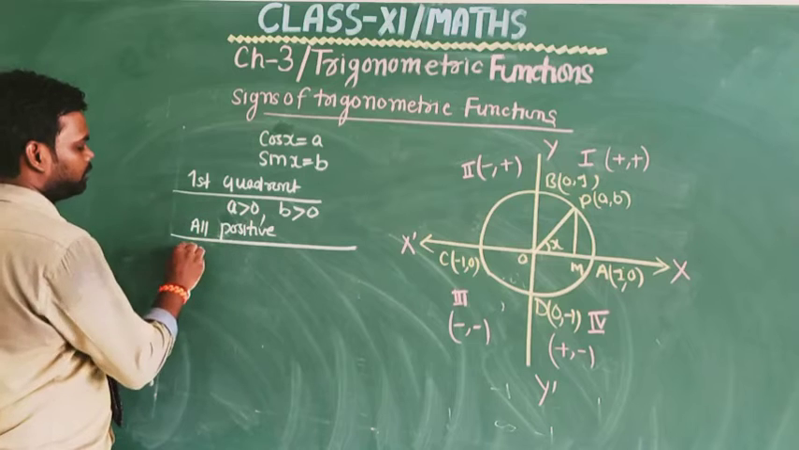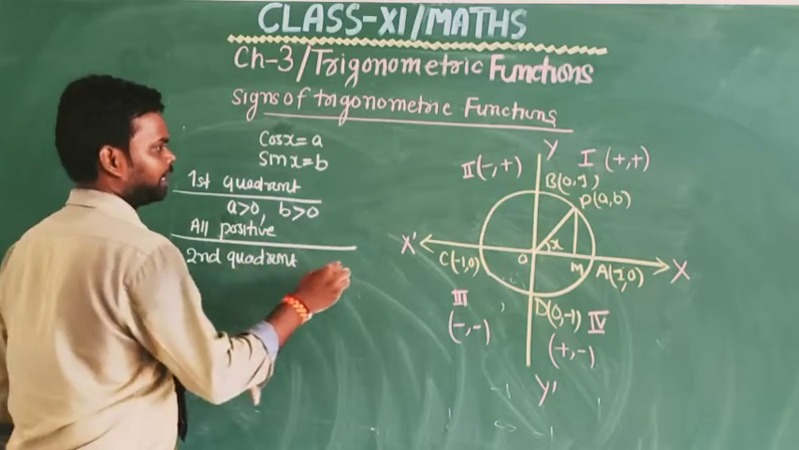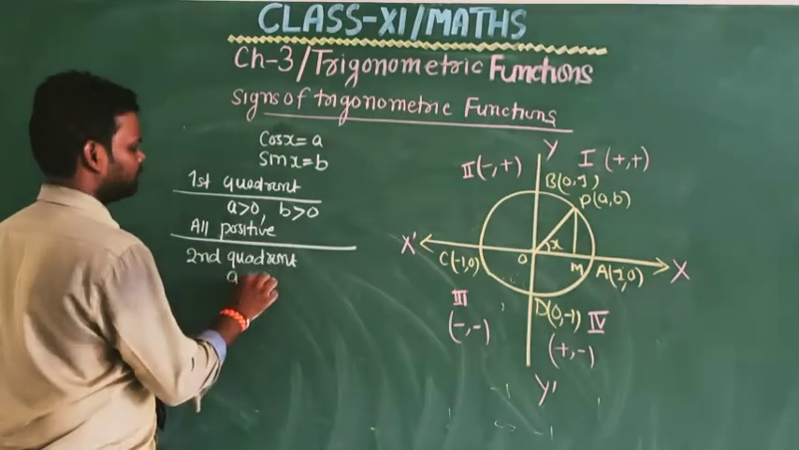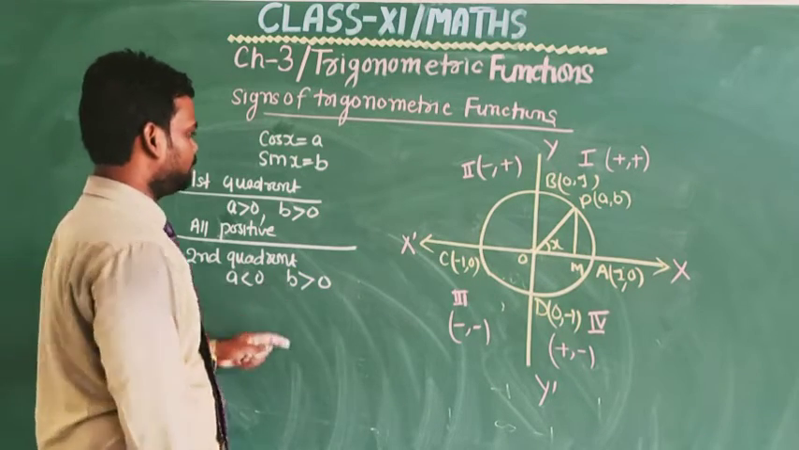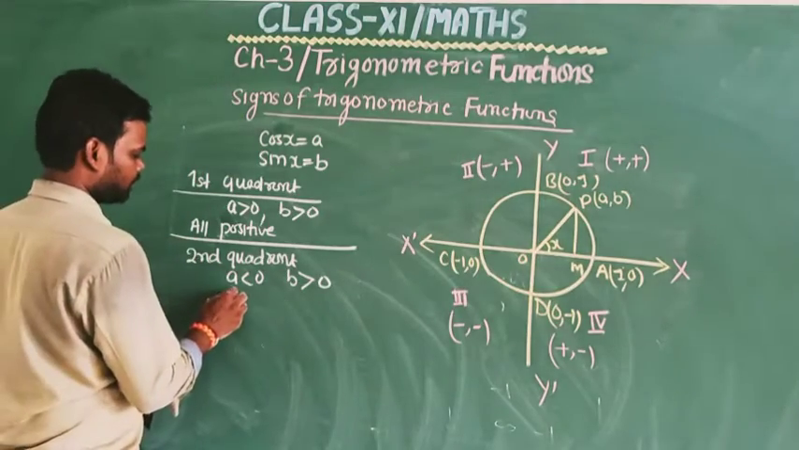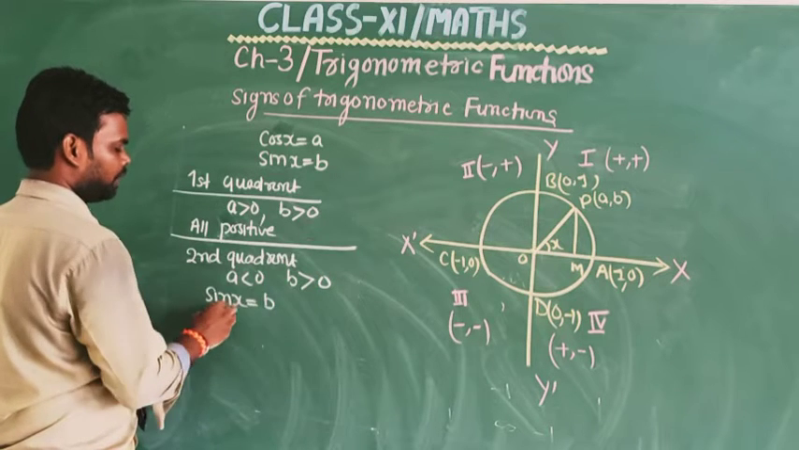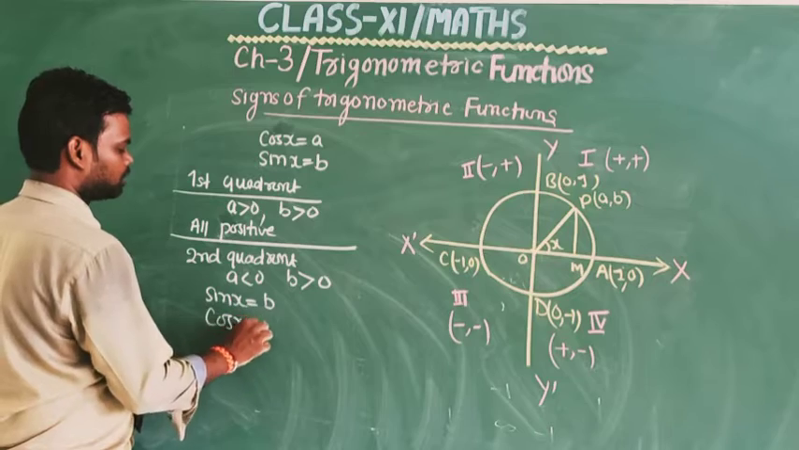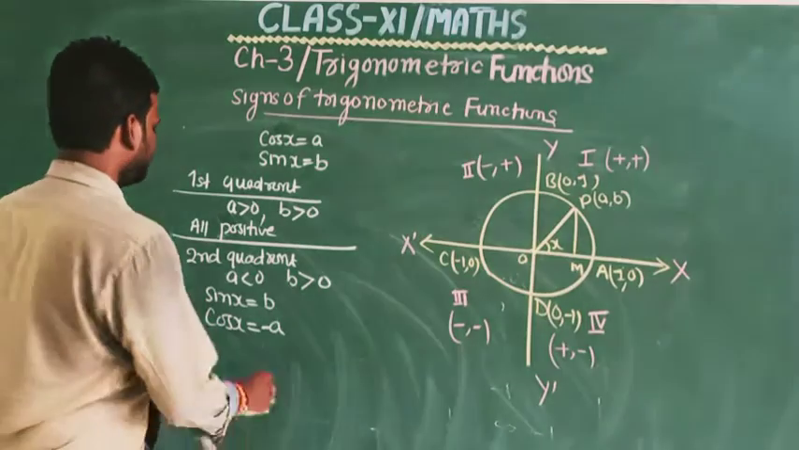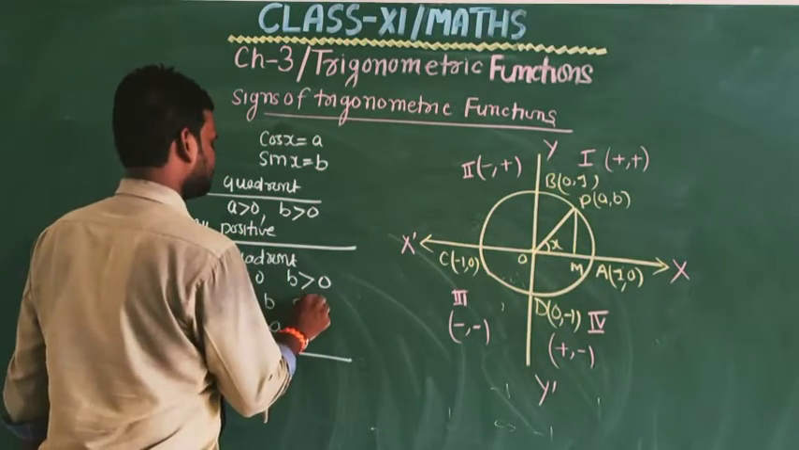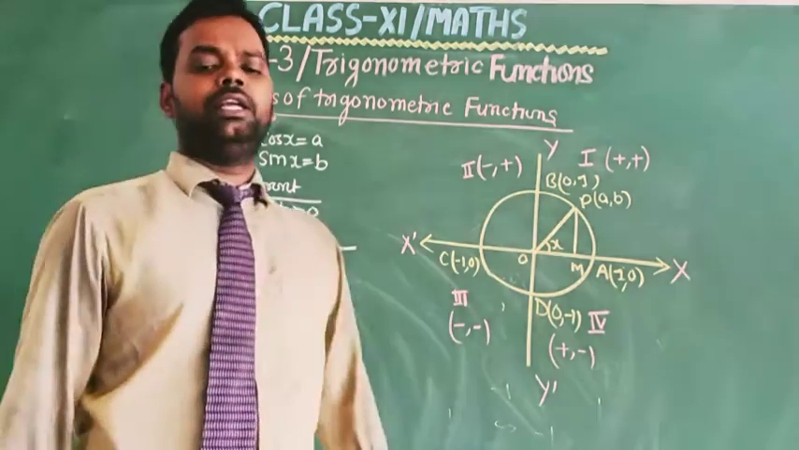But in second quadrant A is less than 0, B is greater than 0. Okay, A is less than 0, B is greater than 0. So this means sin X equal to B and cos X equal to minus A. Okay, so here we find in second quadrant sin X and cosec X are positive and the remaining are negative.